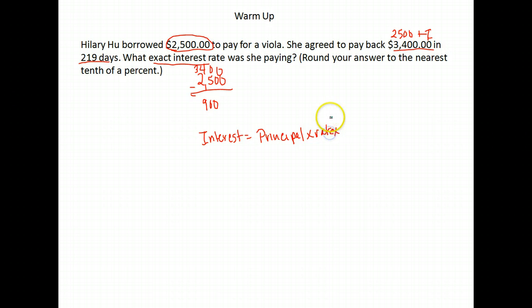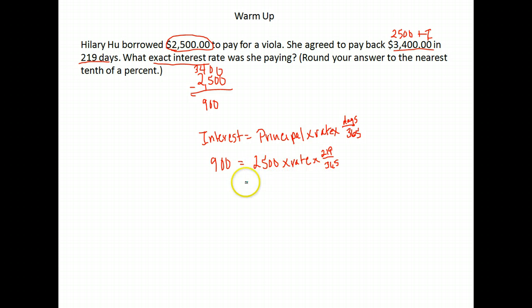Now the amount of time, since we're doing exact interest, is going to be the number of days divided by 365. Ordinary interest we would divide by 360, but exact interest you divide by 365. Let's put in the numbers we know. We know the interest was $900. We know the principal, or the starting amount, was $2,500. We don't know the rate. I'm just going to leave that there. We do know that it was in for 219 days divided by 365.